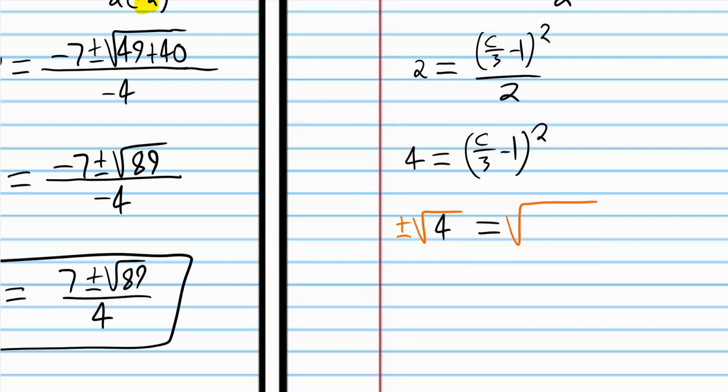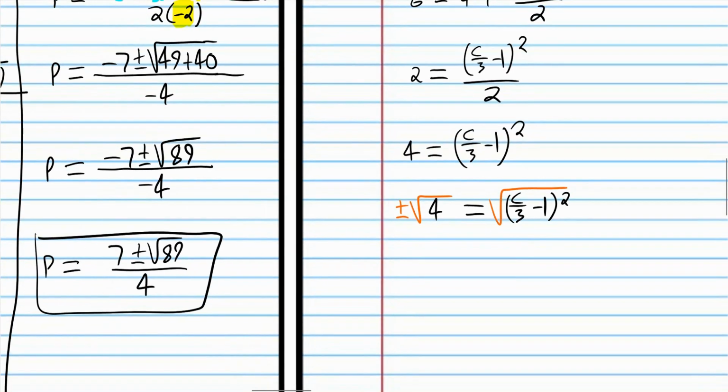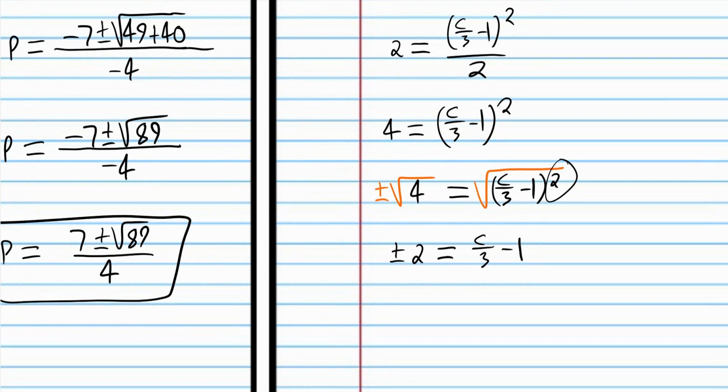And one of the most common mistakes that students make, maybe the most common mistake, is they don't write a plus or minus symbol. Whenever you square root both sides of an equation, you need to write a plus or minus symbol on the side opposite the square symbol, the exponent 2. So then we get plus or minus 2 is equal to c over 3 minus 1. So the square root symbol counteracted the exponent 2.